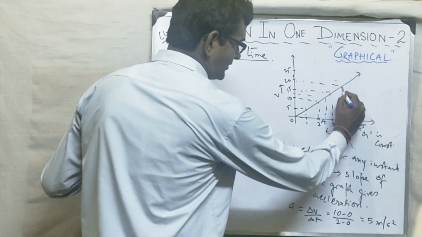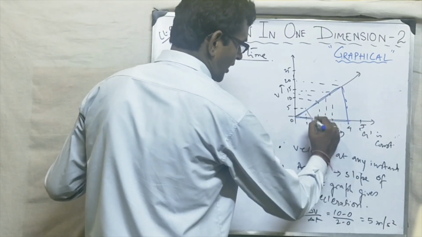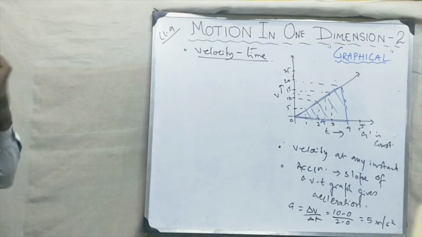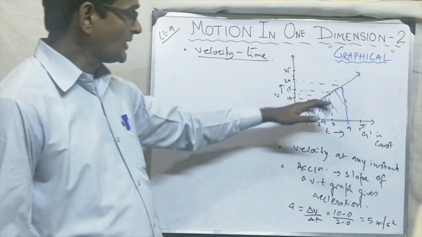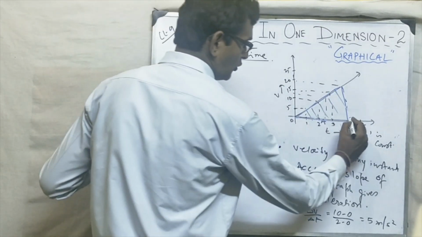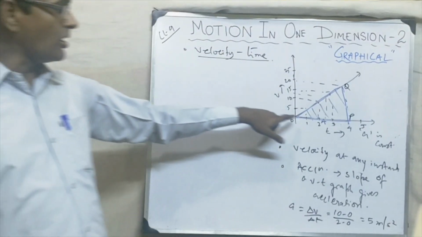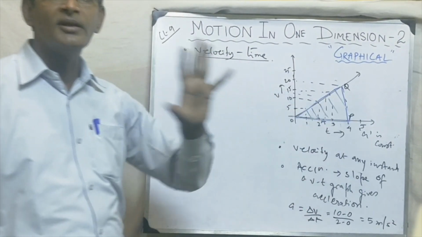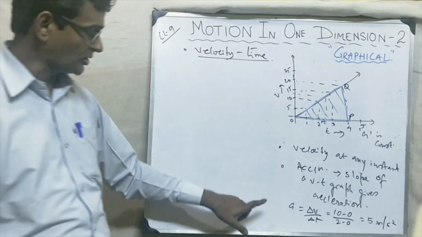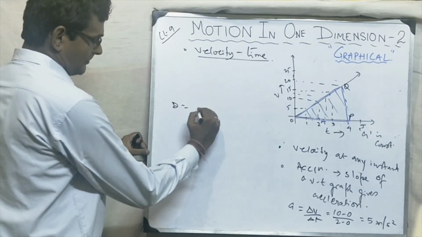From 4 you draw a line straight here and you are getting a triangle. So what will be the area? Area will be the area of this triangle. Let us name it OPQ. So the area of this triangle OPQ will give you the displacement. So in this case, displacement will be what?